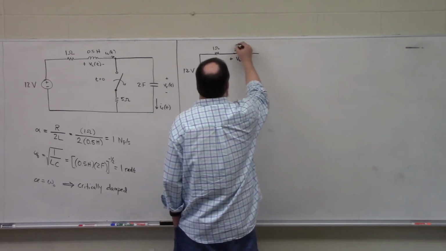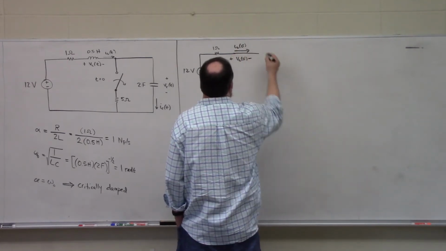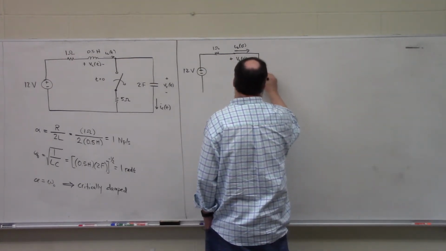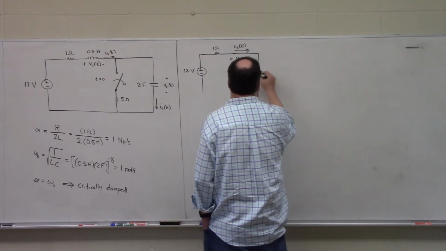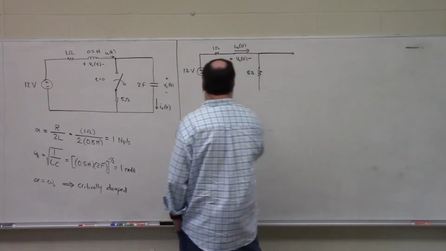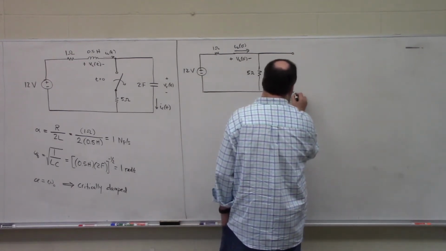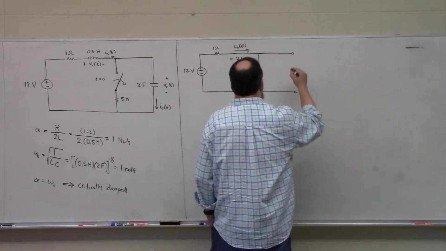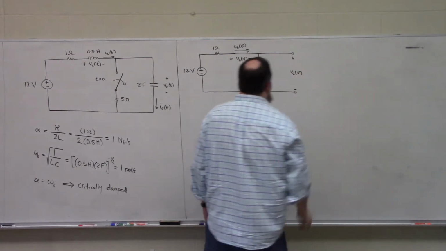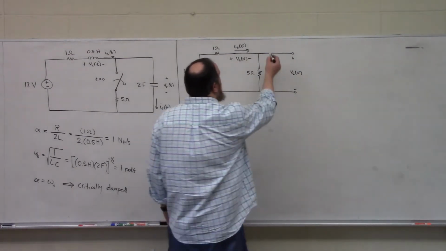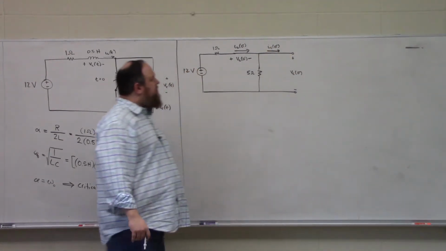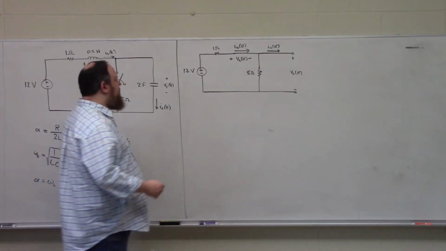This will be our inductor current, IL at 0 minus. Our switch is closed, which means our 5 ohm resistor is included in the circuit. And our capacitor will be replaced by its DC steady state equivalent, which hopefully you recall is simply a set of open circuit terminals. So here's our capacitor voltage, VC at 0 minus, and this is our capacitor current, IC at 0 minus.